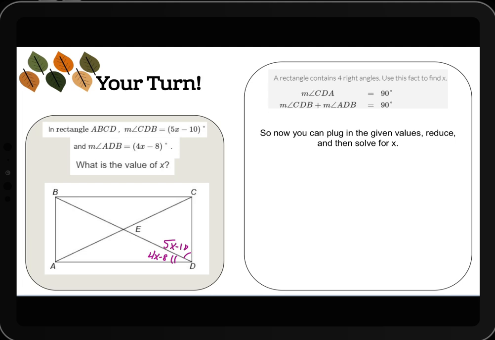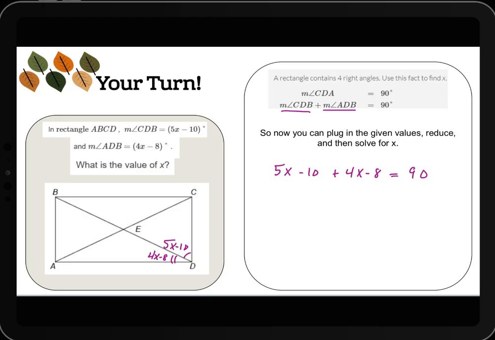But what I do know is that their sum is going to end up being 90. So I can replace those measures that I have here with those expressions. So CDB is 5x minus 10, and ADB is 4x minus 8. And that is going to have a sum of 90.